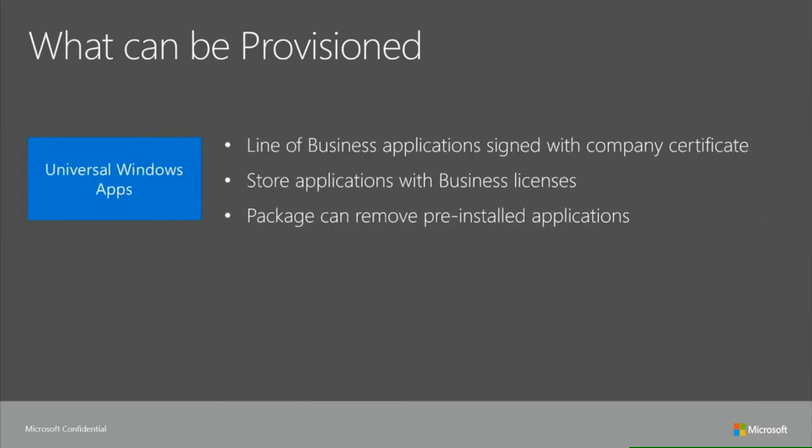What else can be provisioned? Universal applications. You can include line of business applications signed with a company certificate, store apps with volume purchase license, or so-called business licenses. And it's also going to be possible to remove undesired applications from the device using a provisioning package. So you will need to specify that such and such apps pre-installed by OEM you want to have removed. When the package is applied, this application will go away.